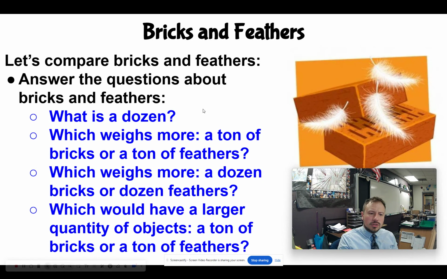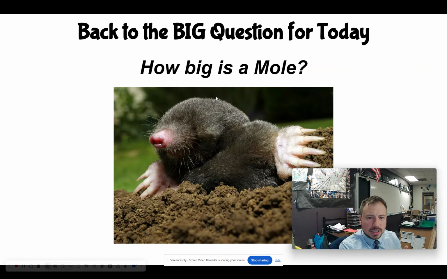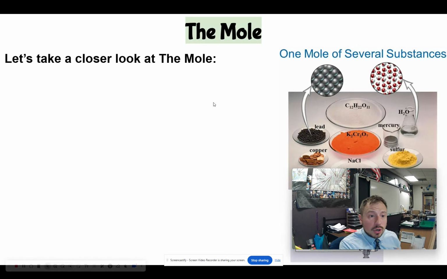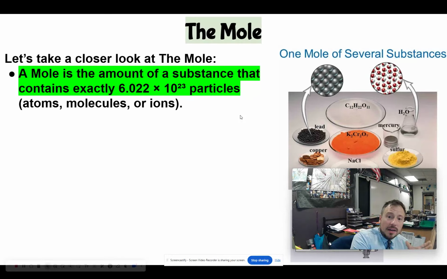Now, how about this last one? This is a little bit tricky. Which would have a larger quantity of objects, a ton of bricks or a ton of feathers? Imagine you had 2 scales. Would it take more bricks to get to a ton, or more feathers? You are going to have a lot more feathers to get to a ton. So keep this analogy in mind to answer this question: how big is a mole, or what is a mole? The mole is the amount of a substance that contains exactly 6.022 times 10 to the 23 particles.